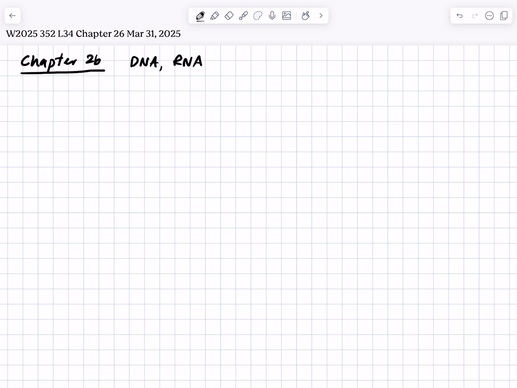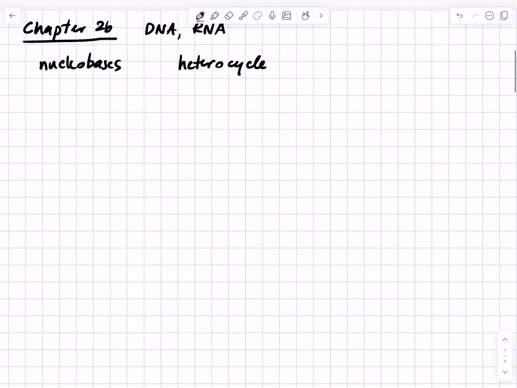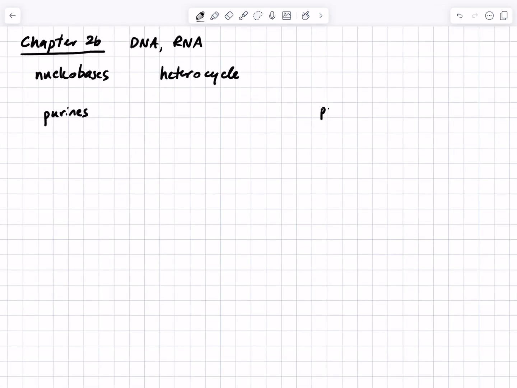So you can group the nucleobases, meaning the heterocyclic portion of DNA. The term heterocycle refers to a ring that contains nitrogen or oxygen. So you'll sometimes hear people talk about heterocyclic bases. They come in two flavors. One is called purines, and the other is called pyrimidines.